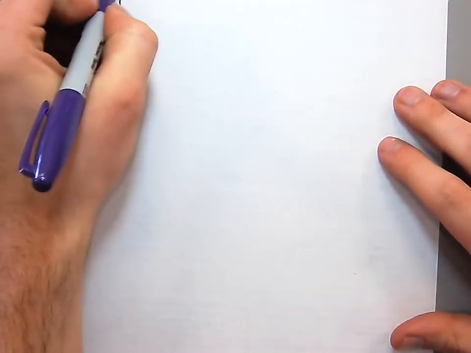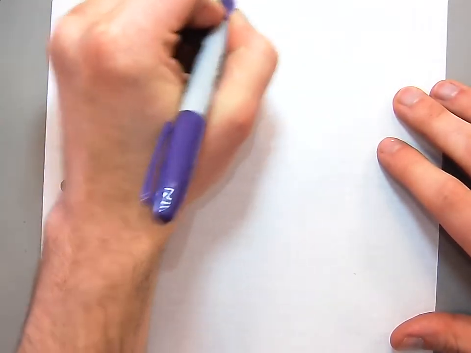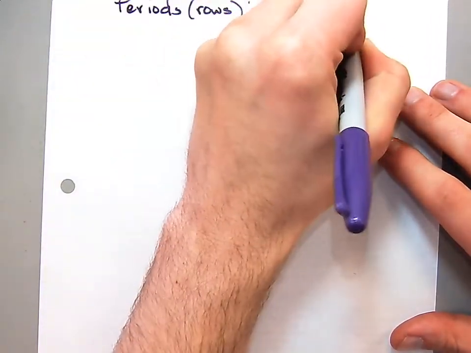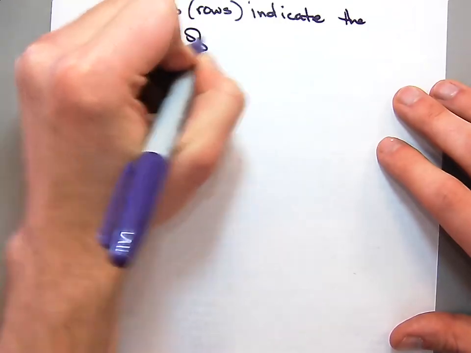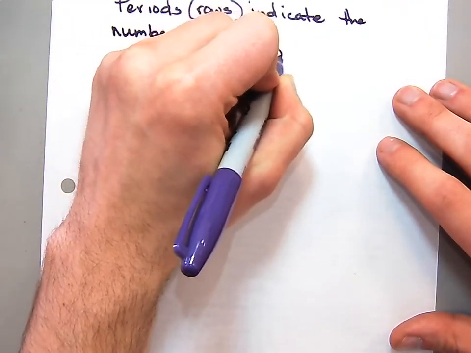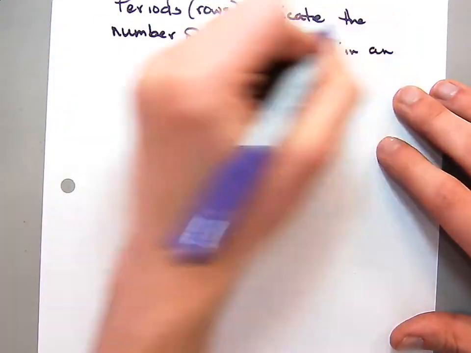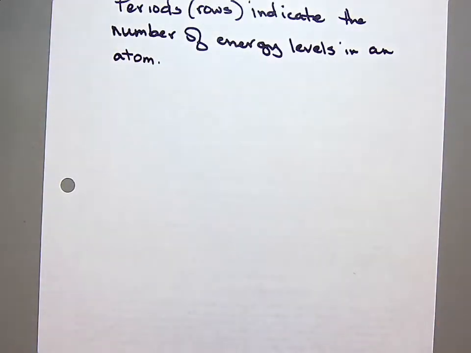So to summarize that, periods, rows, indicate the number of energy levels in an atom. All right, and that doesn't vary. That's pretty much set in stone. If I have a neon atom, it has 2 energy levels because it's in period 2.